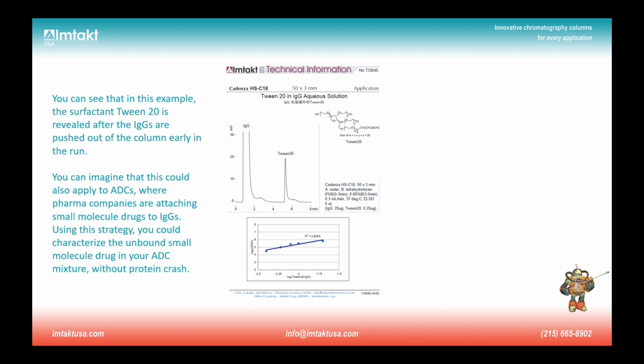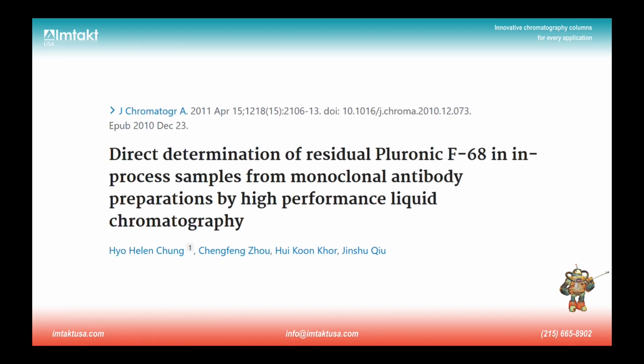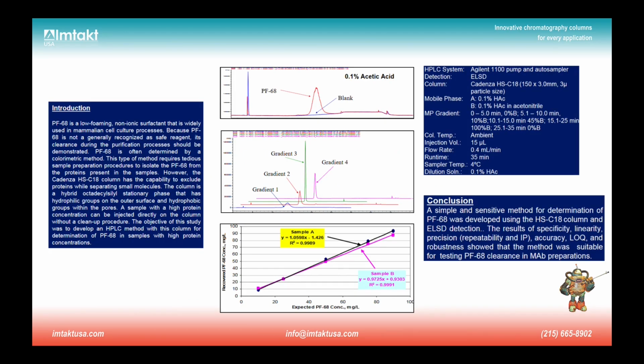And in fact, there is a group at Amgen that wrote this paper. I highly recommend you take a look. And they tested several different columns. They even did quite a bit of method development work. It's a wonderful paper to read. But their conclusion was that Cadenza HS was by far the best solution.